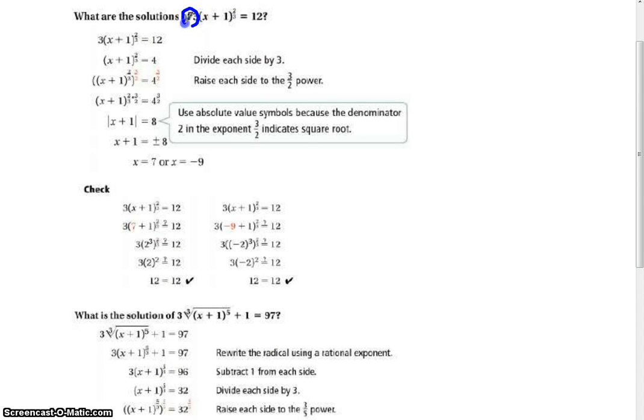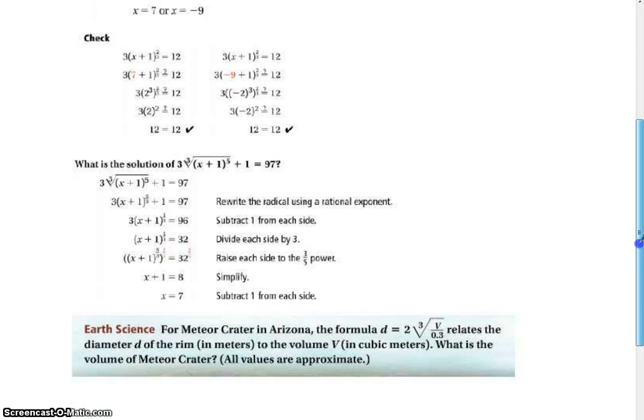On this one, you're going to have to move the 3 before you do anything else. So you divide by 3, then notice it was to the 2/3. You're going to raise both sides to the opposite. You're going to flip it. Since it was to the 2/3, you're going to raise it to the 3/2. And right here you would just say 4 caret open 3 divided by 2 in your calculator. Once again, you need to check your answers and make sure they actually work.